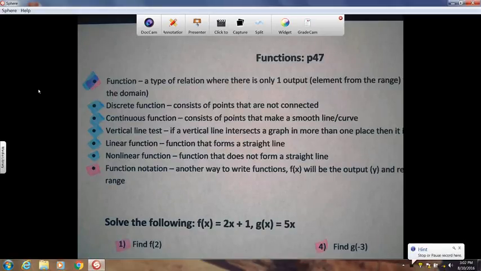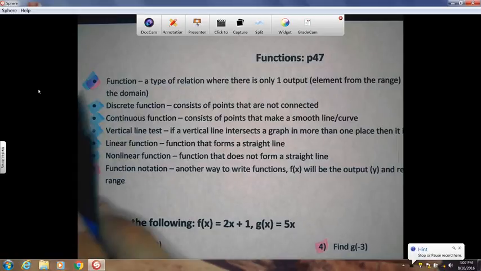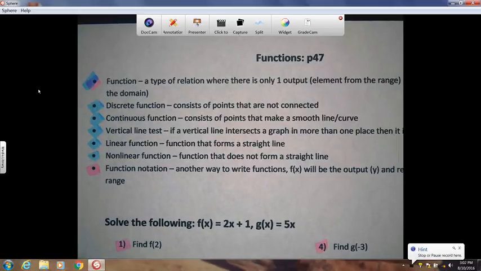Okay, now we're going to look at part 1 of functions. For part 1, I'm going to go through the bulleted points that are highlighted in pink, and I'm just going to work on the first 6. In part 2, I'm going to do the bulleted points that are highlighted in blue.